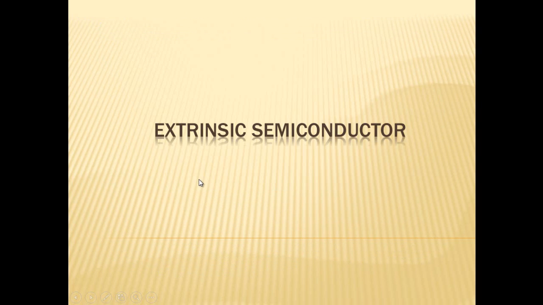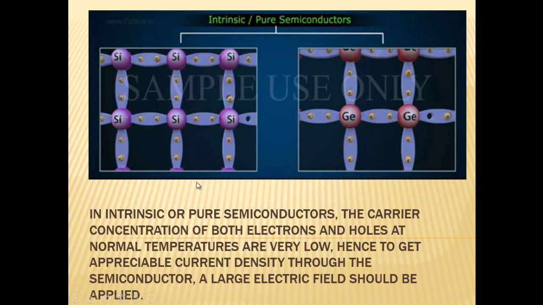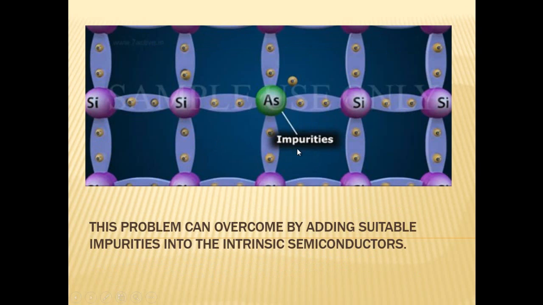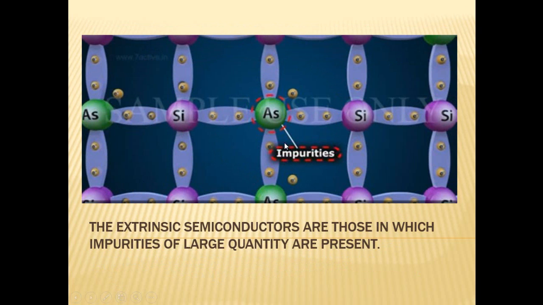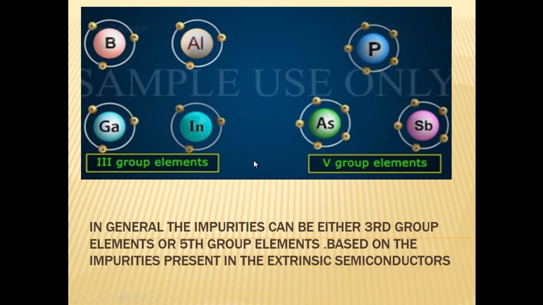Extrinsic semiconductors. In intrinsic or pure semiconductors, the carrier concentration of both electrons and holes at normal temperatures is very low. Hence, to get appreciable current density through the semiconductor, a large electric field should be applied. This problem can be overcome by adding suitable impurities into the intrinsic semiconductors. The extrinsic semiconductors are those in which impurities in large quantities are present. In general, the impurities can be either third group elements or fifth group elements.